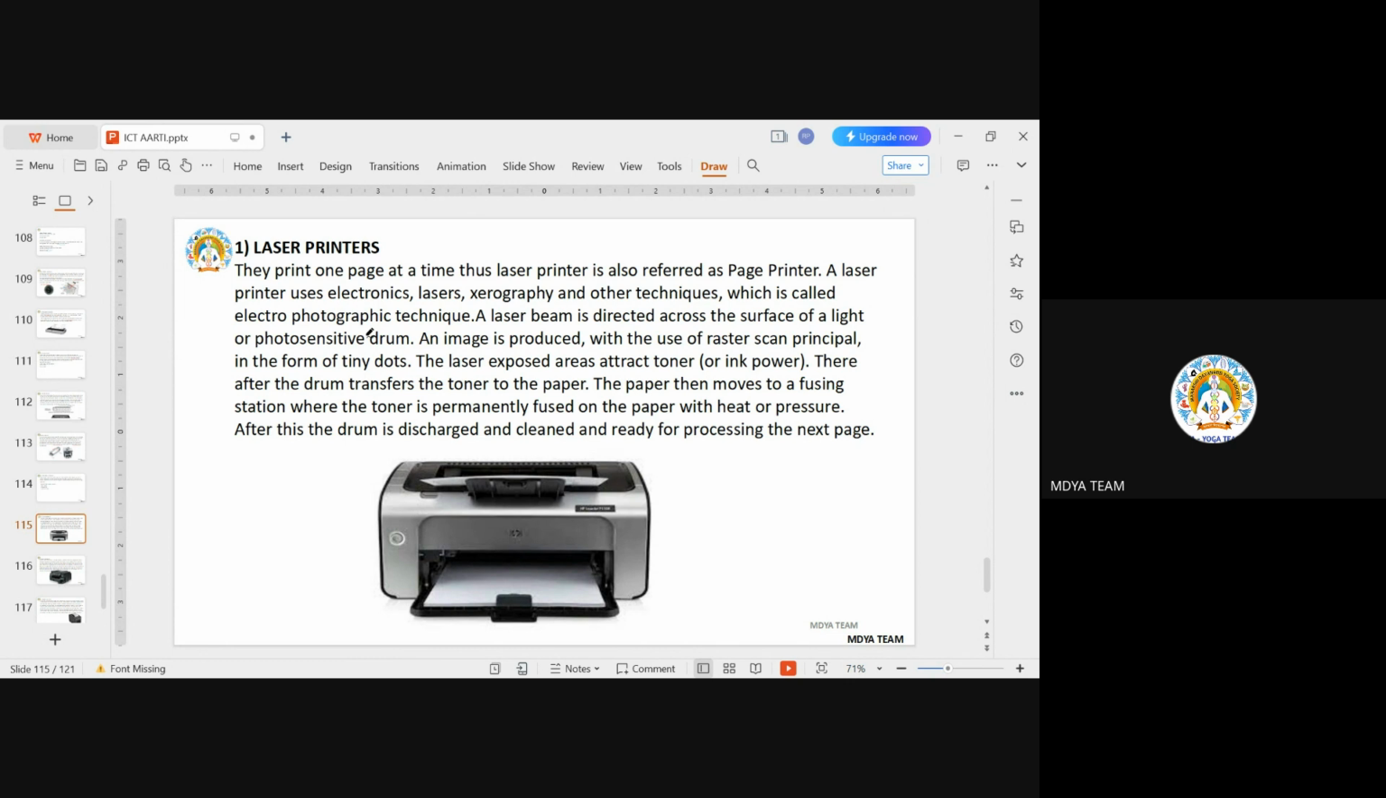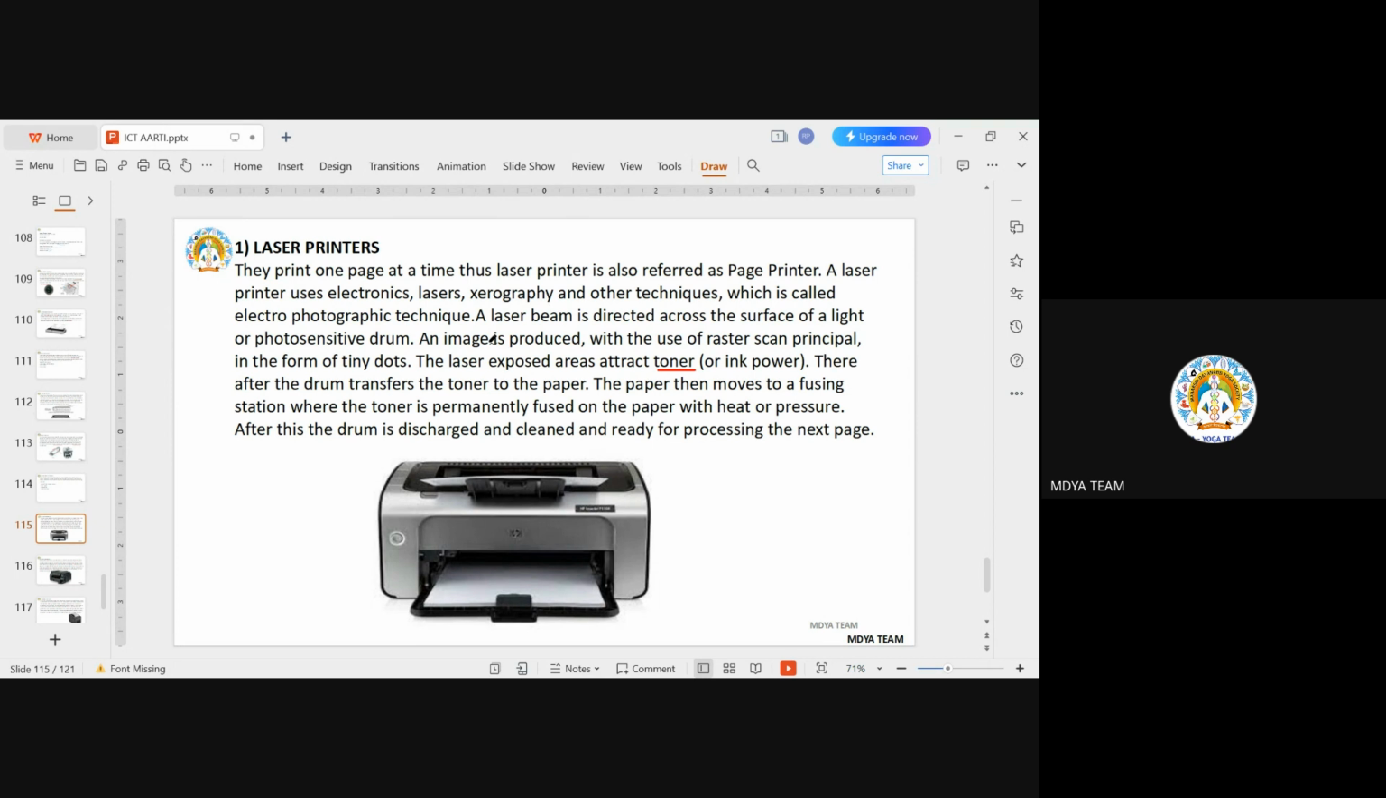That dry ink is used in printing. So which word is basically used in the laser printer? Toner is used for the printing. Okay, this is a main point you have to remember.